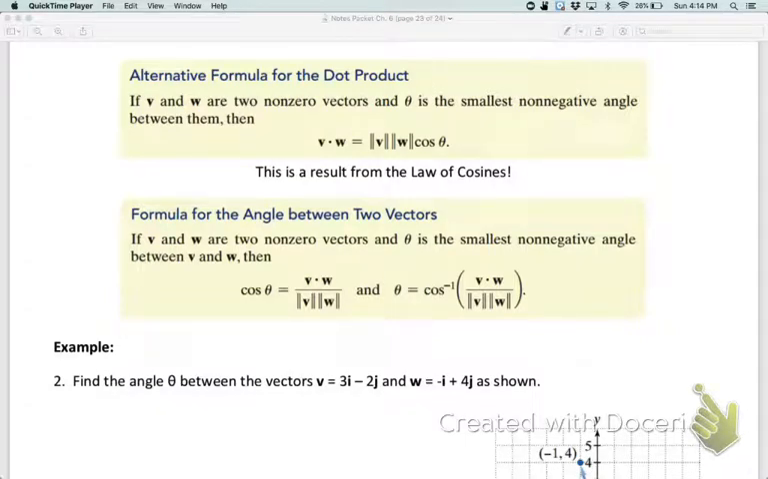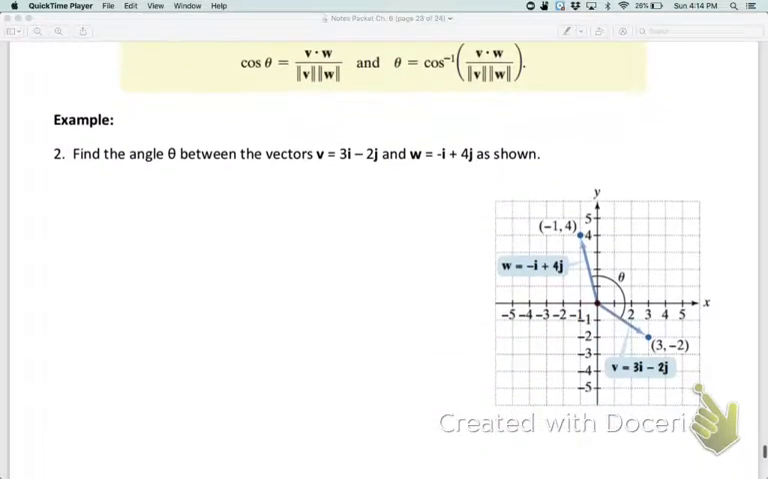So let's look at some examples here then. I'm going to leave that formula up here where we can see it. So we want to find the angle theta between the two vectors v and w, which are defined as such and shown in the image here. So there are three things that we need to know then. We need to know the dot product of v and w. We need to know the magnitude of v, and we need to know the magnitude of w. So we're going to start by finding those things.